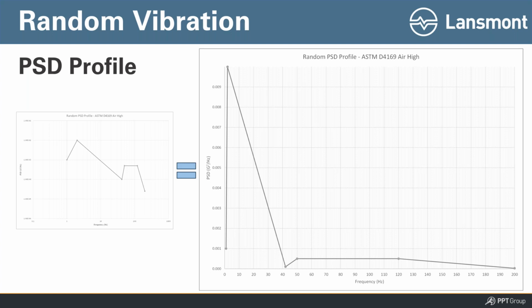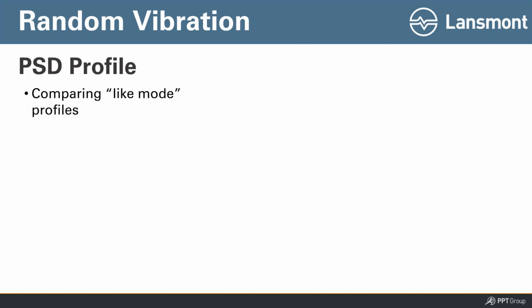So that log PSD on the left-hand side is the same profile as on the right-hand side, just in linear scaling. So two different ways of looking at the same profile, but they give you different ways of appreciating where the energy is, basically meaning at what frequency am I experiencing most of the energy input, okay? So here's a couple other examples of that. We can compare like mode profiles.